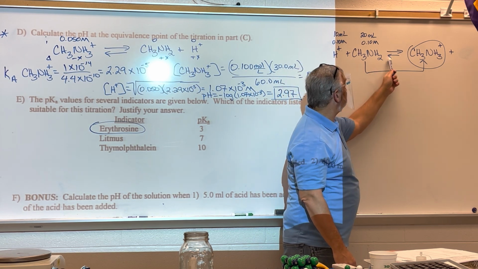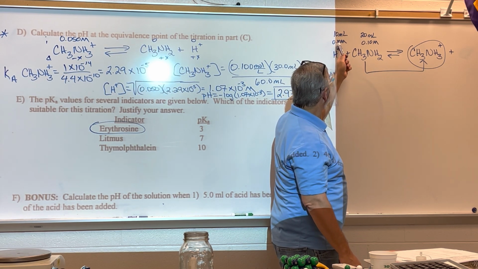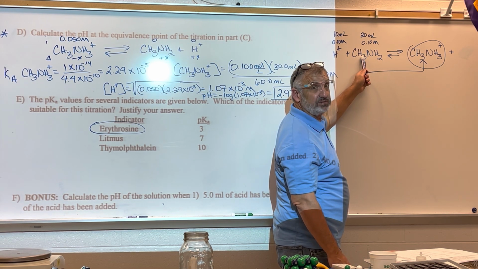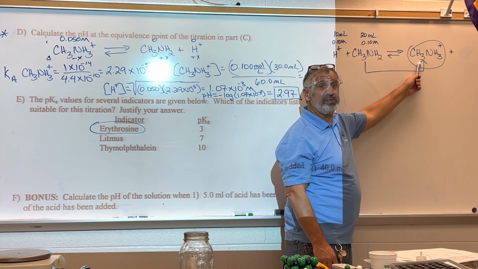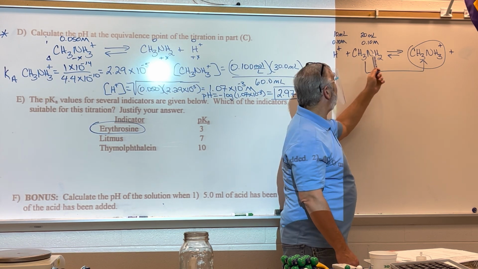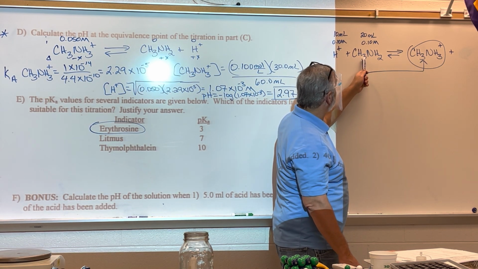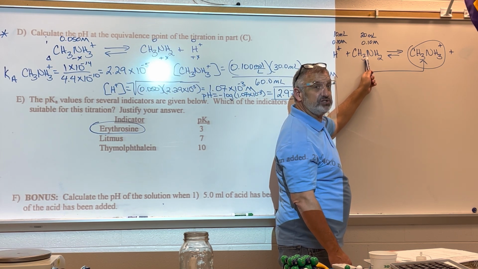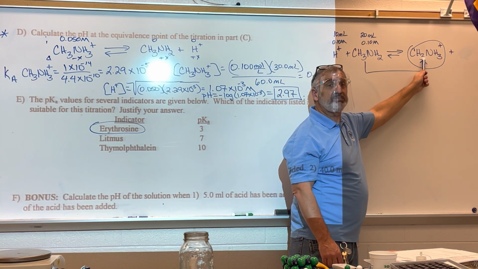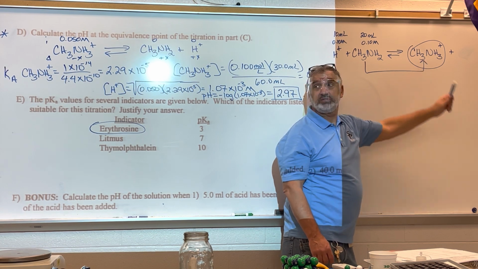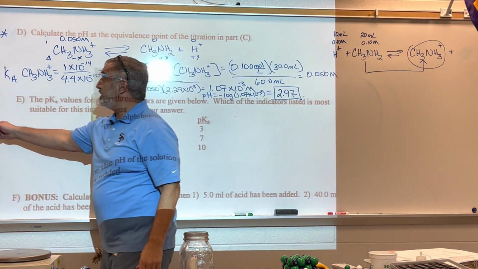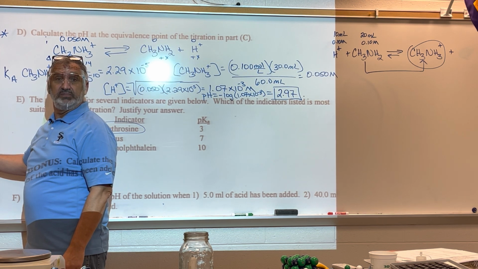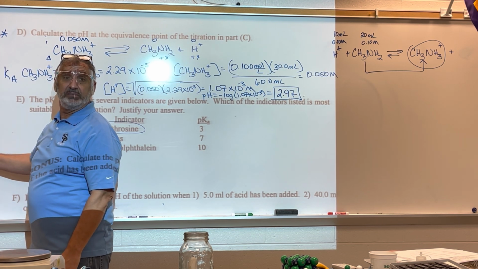However much of this I add, this is decreasing by that amount. This is increasing by that amount. So if I react just enough to react with half of this, that means I have half as much as I used to, and I have half as much more now of that. So I'm going to end up having equal concentrations of each one. So they basically cancel out of the equilibrium expression.